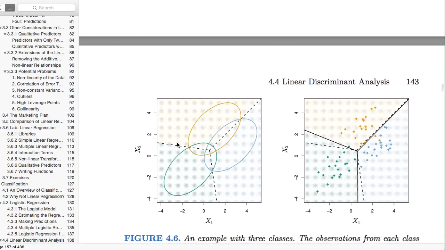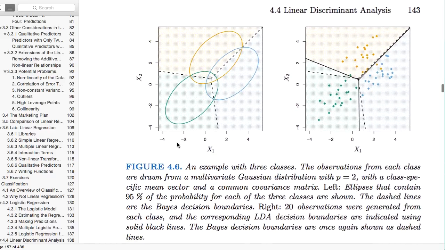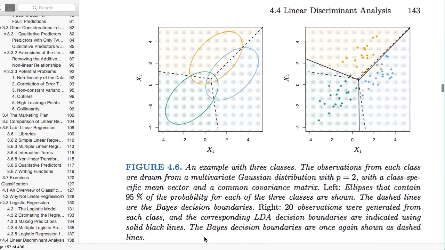So here's a case of three classes. There's an example with three classes, and this is for cooked data. So the population is being taken from three groups. There are three classes here, and this is the Bayes decision boundary between the three classes. And this ellipse is a 95% confidence ellipse. So this is like a 95% confidence interval, except in 2 dimensions.